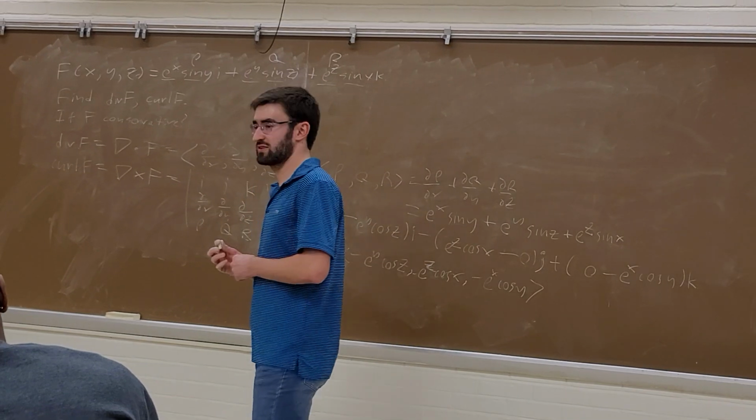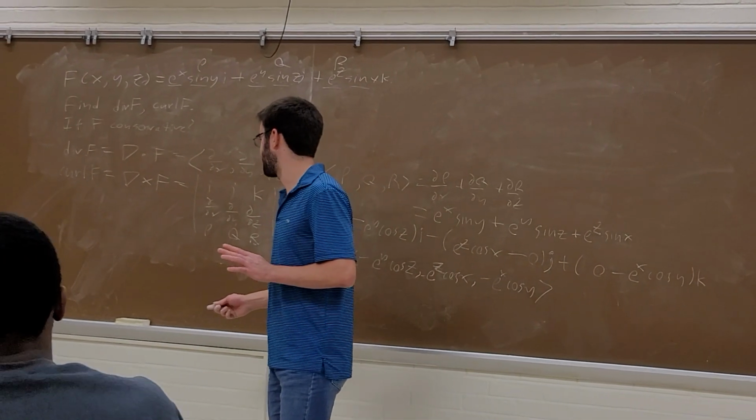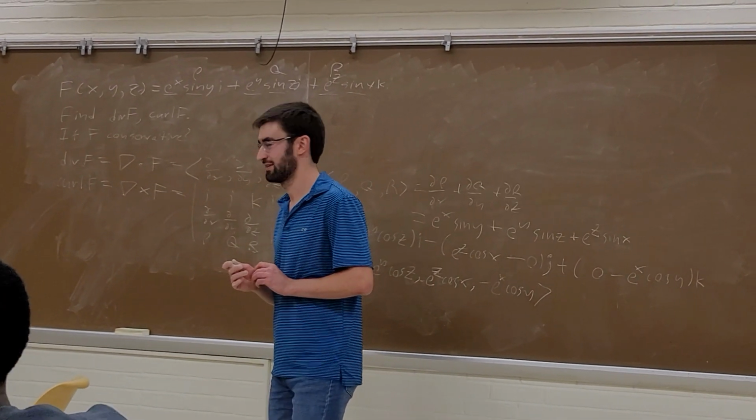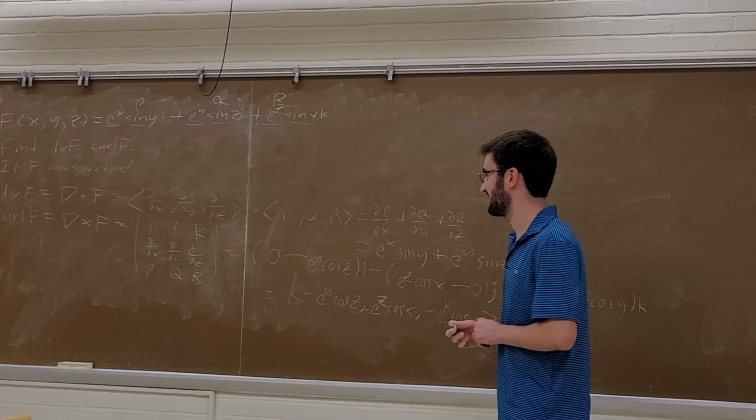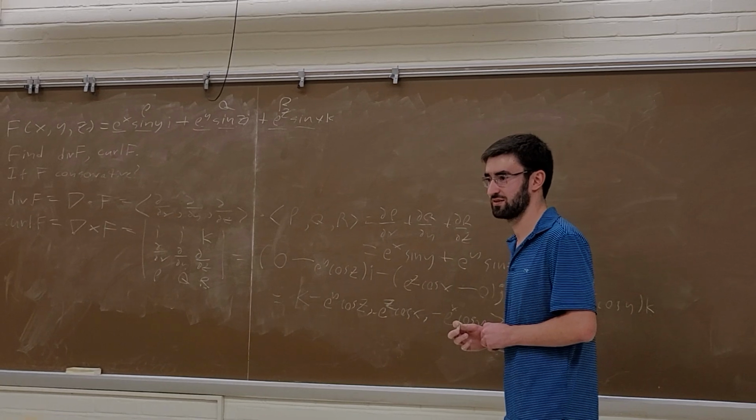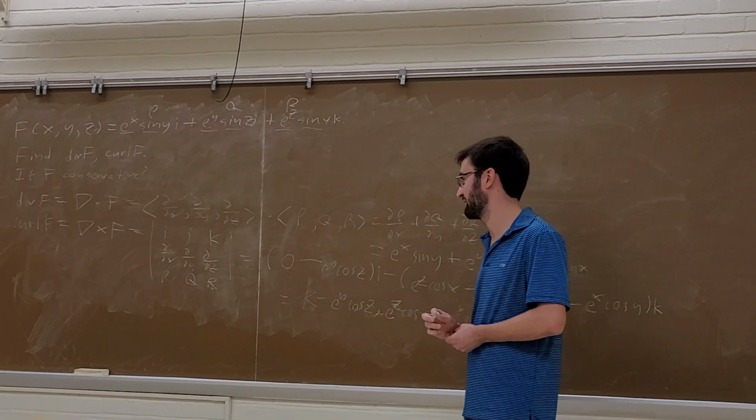Let's suppose that we're conservative. Then the curl would have to be 0. But the curl's not 0. So the conclusion would be that it's false, so we can't claim it's conservative.